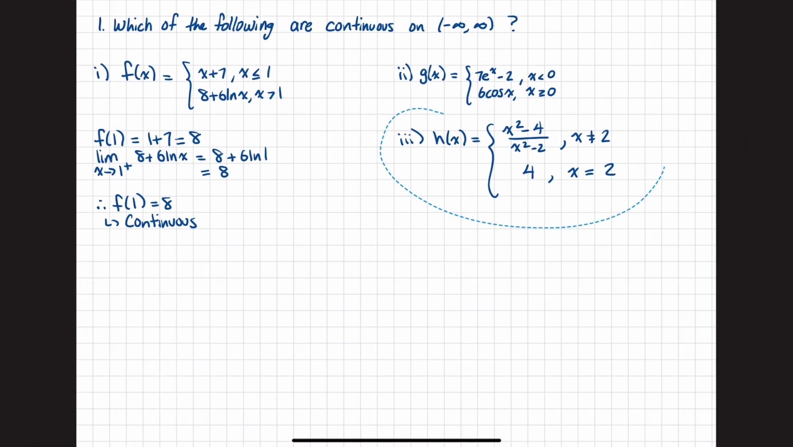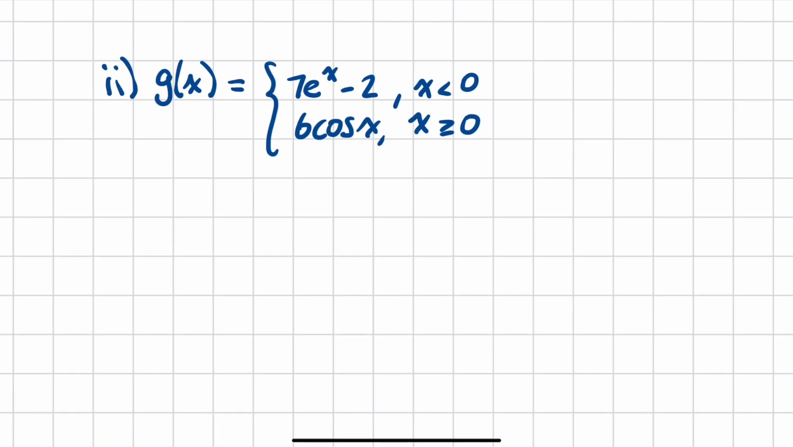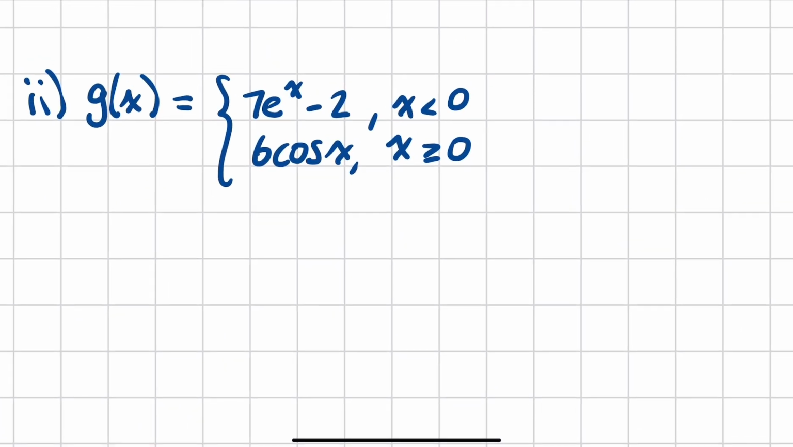Now what about for this example right here in part 2? We're told g of x is equal to 7 e to the x minus 2 when x is less than 0, and 6 cos x when x is greater than or equal to 0. So once again, we're going to have to use limit notation for this one because it's not defined at 0, so you shouldn't be plugging it in directly. If this were like a short answer question, you would lose marks. And then in this one, you can directly plug in 0 because it is defined here.